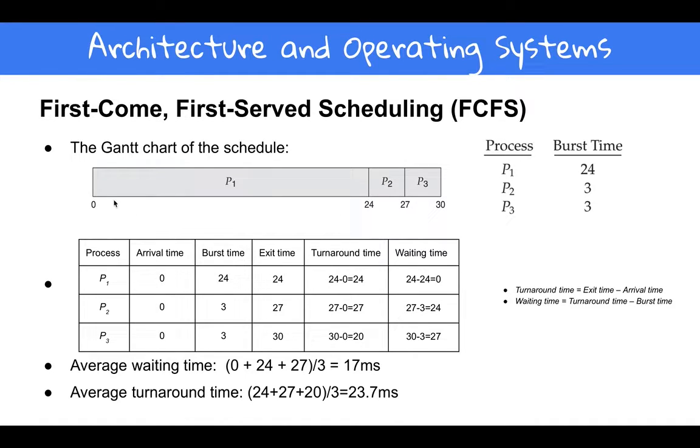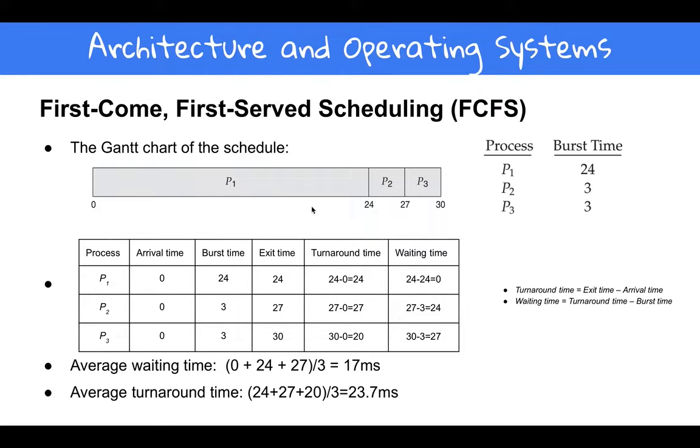So 24 minus 0, exit time minus arrival time. It arrived in second 0, it goes out in 24. 24 minus 0 is 24. The next one exits at 27, but it arrived in 0. So 27 minus 0 is 27 milliseconds that this process was in the ready queue to be executed.